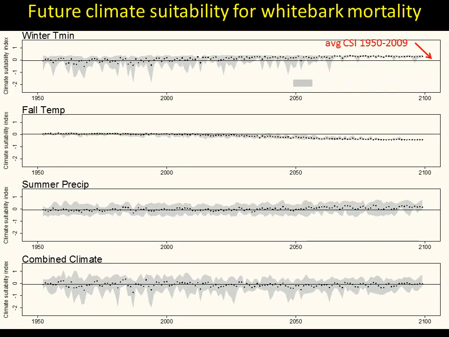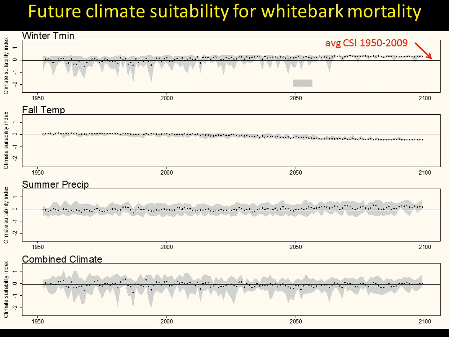And these are just looking at the other parts of the model. This is the fall temperature, the summer precipitation. And if you put those all together, there's not much change in the average, but again, there is a reduction in the really low suitability years. But again, the uncertainty is not just uncertainty in the climate data, it's uncertainty in the modeling that we did to estimate these relationships. And it's out here in these years where the temperatures are in the ranges that we don't have much to go on right now.